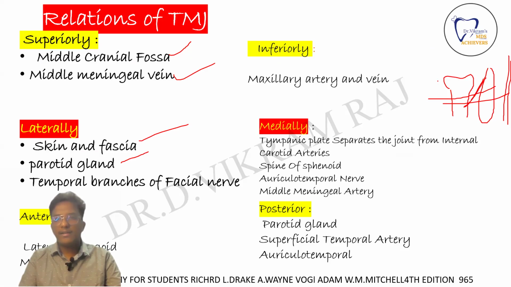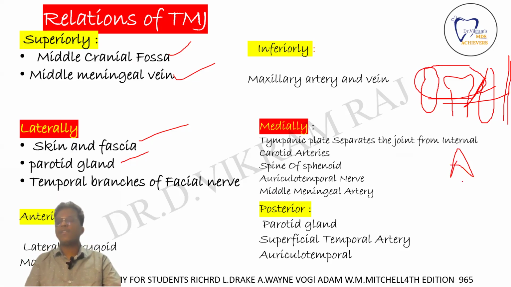And medially it is bounded by the tympanic plate, which separates the joint from the internal carotid artery, the spine of the sphenoid bone, auriculotemporal nerve, and middle meningeal artery. These need to be kept in mind while we are doing any kind of open surgery for the temporomandibular joint, for any kind of arthroplasty, condylectomy, or condylar replacement. Also, we need to be cautious about these factors.